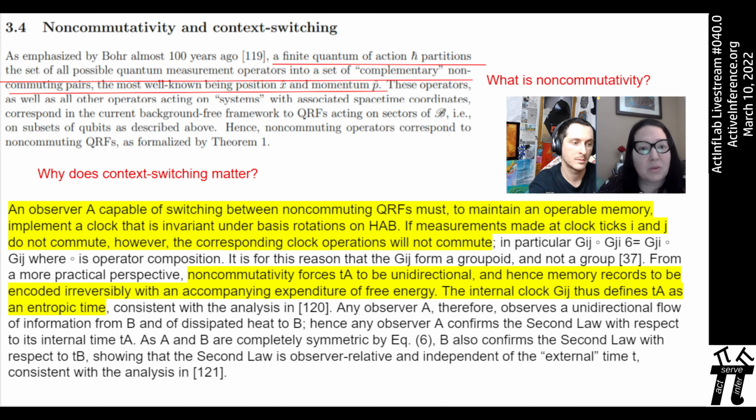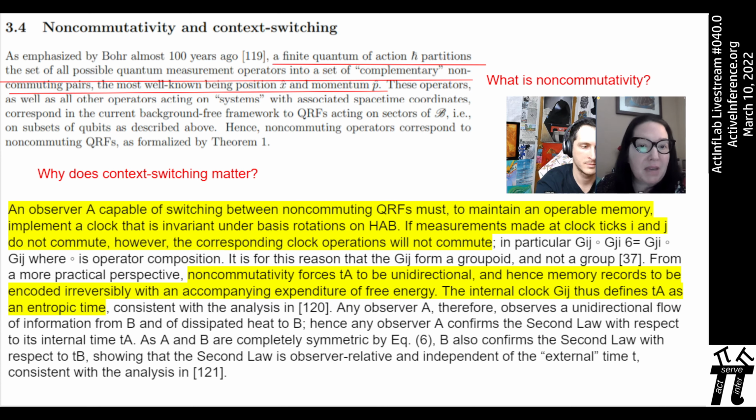Yes. And so why does context switching matter? They say an observer A capable of switching between non-commuting quantum reference frames must, to maintain an operable memory, implement a clock that is invariant under basis rotations on the energy between A and B, or the physical interaction between A and B.